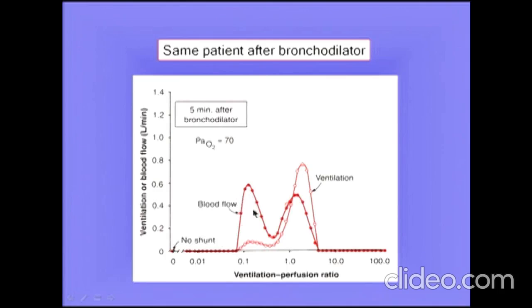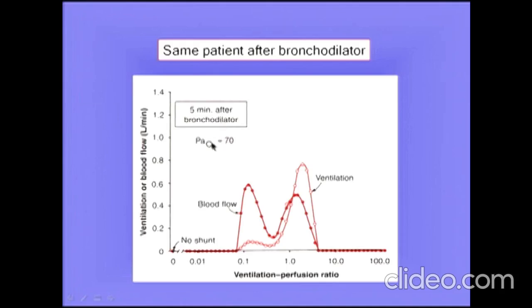Consistent with this increase in blood flow to poorly ventilated areas, the PO2 fell from its former value of 81 to 70. What's responsible for this increase in blood flow to poorly ventilated areas is not absolutely clear, but possibly the blood flow is affected by the mediators that are constricting the airways, and they also constrict the blood vessels.